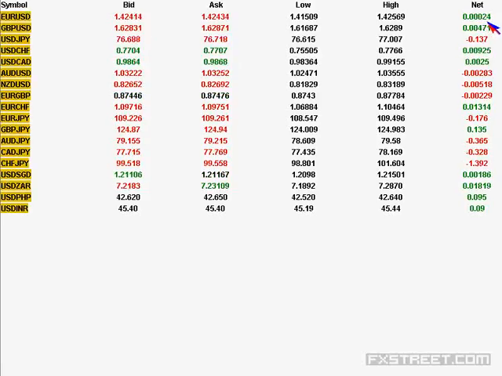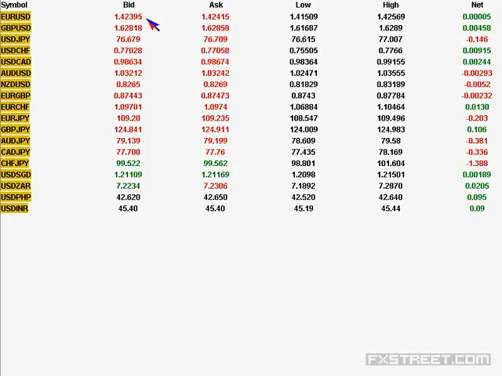Now euro has become positive in net change. The current levels are shown in the bid and the ask. This is the level at which we can take a sell position, and this is the level at which we can take a buy position. So there is a spread between them, and that becomes the commission for the brokers.